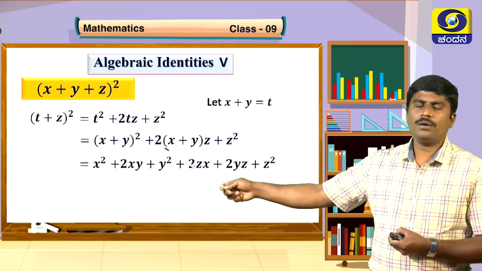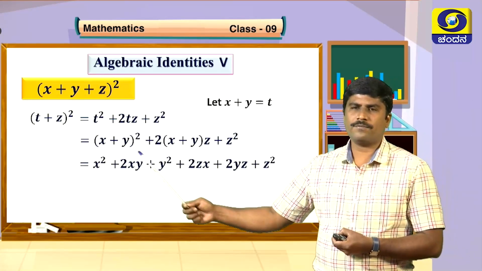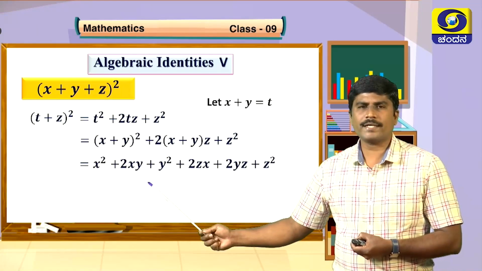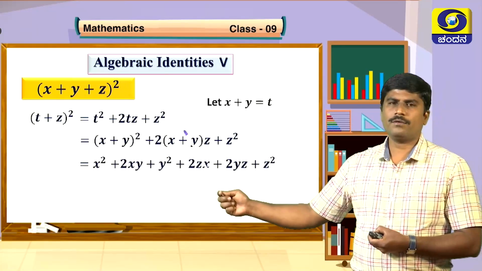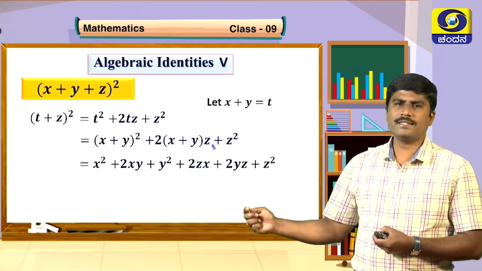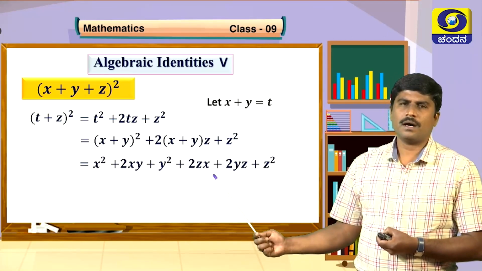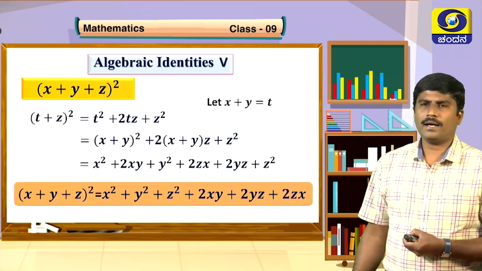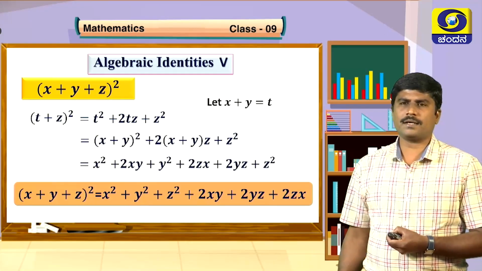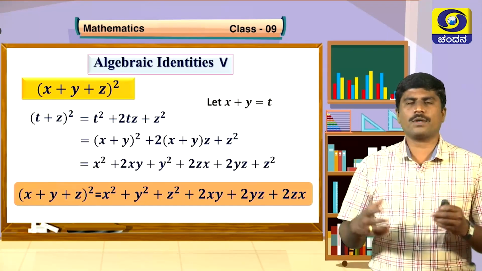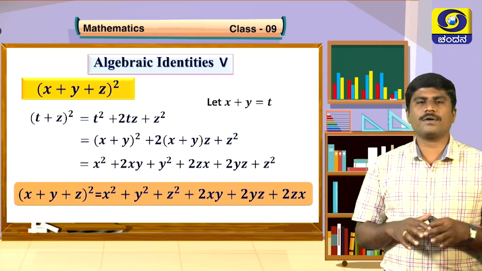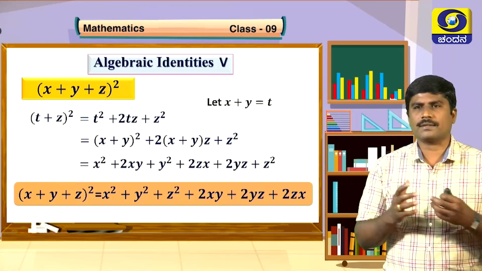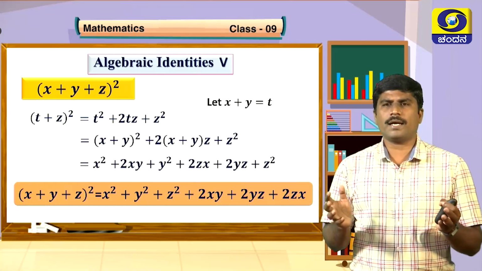Now the formula x plus y whole square is equal to x square plus 2xy plus y square. Now we have to multiply 2 into x and z, giving 2zx, and 2yz, plus z square. If you rearrange the terms, x plus y plus z whole square is equal to x square plus y square plus z square plus 2xy plus 2yz plus 2zx. So this is an algebraic identity.